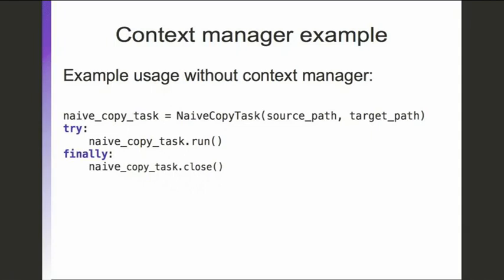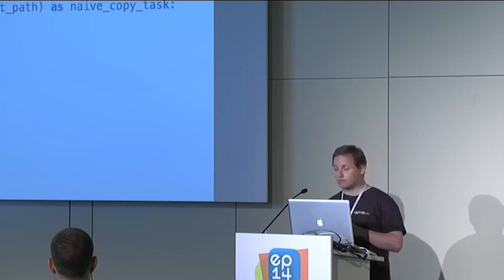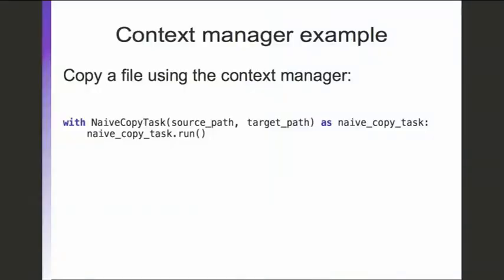I could use this naive variant the way it is, with a try and finally, to open a copy task, run it, and execute it, and clean up the resources afterwards. If I want to do that with a context manager and a with clause, I just have to add two routines, enter and exit. And they will always look like that. The context manager can do a lot of things, but if you just want to use it in a with clause, there's nothing more to it. As soon as you have a close and an initializer that allocates all the resources and the close routine that gives all of them back, that's the context manager. These four lines of code. And once you add these, you can use it with the with clause.